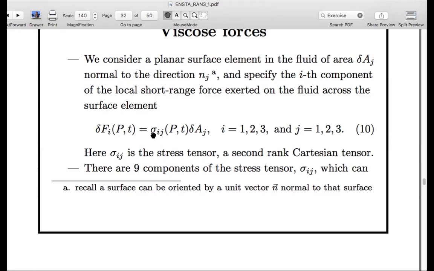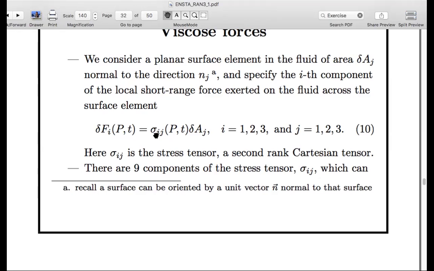So the stress tensor is sigma ij. It depends on where I am. So sigma ij is a function of p and t. It depends on time and position. And it has two indices. So as I said, that was our classic example of a rank 2 tensor.